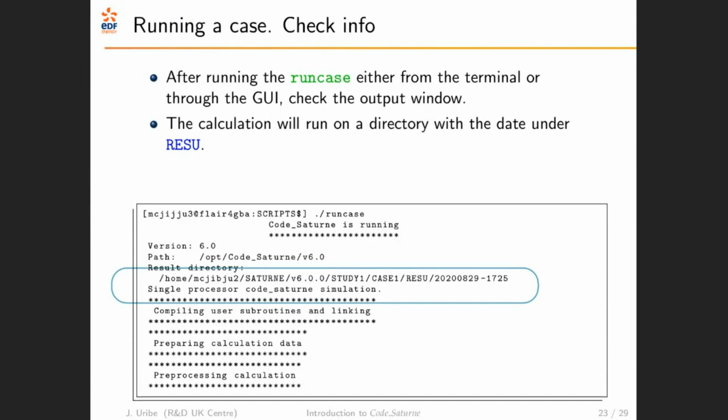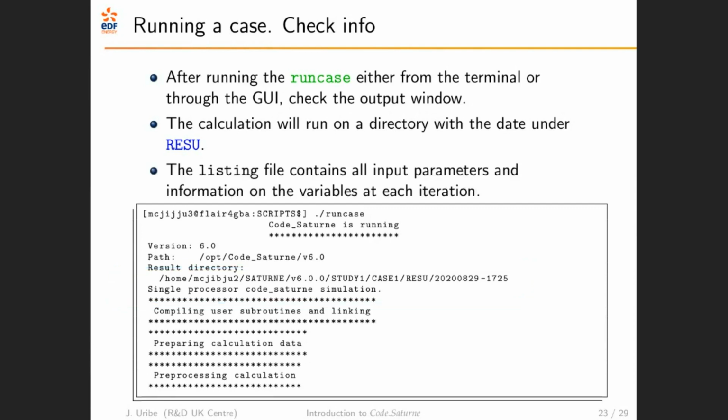One thing that is particular for Code Saturne is that every time you run the calculation, you will create a new directory for the results. So that line there is always going to change with the date and the time of your run. So it won't overwrite a previous run. But the amount of files that you create is quite significant when you start running several instances.